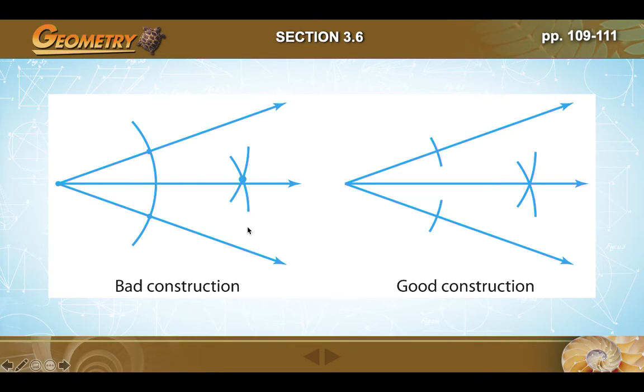This is an example of a bad construction. One, they're using points. They're using dots for points. No, do not use dots for your points.